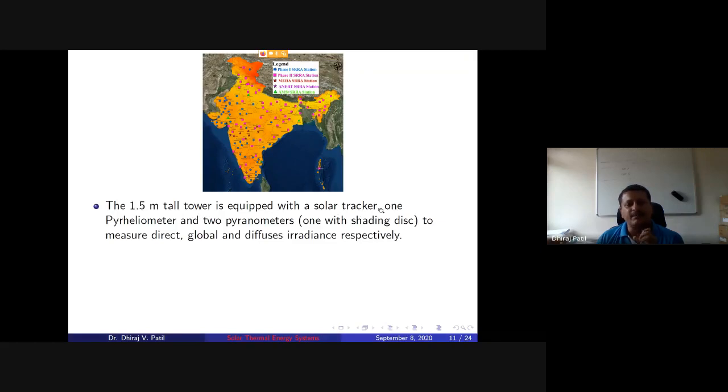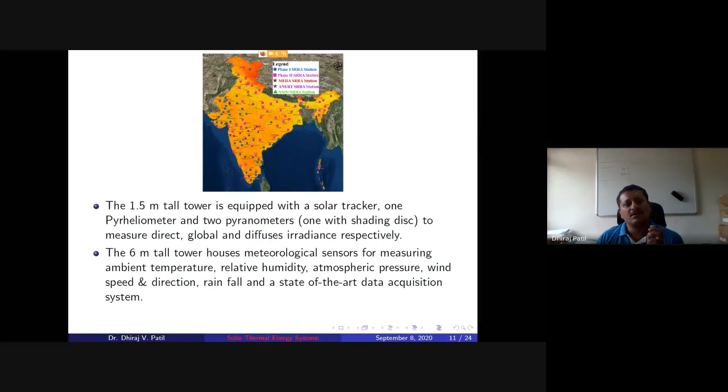And this data is collected by solar radiation measurement. You can measure this by using these two measurement techniques, that is pyrheliometer and pyranometer. Basically, they will give you watts per meter square, direct and diffuse radiations respectively. The 6 meter tall tower is also used for meteorological sensors. Because we have made a lot of progress in sensing technology, we can have indigenous sensors developed, and this is meteorological sensing.